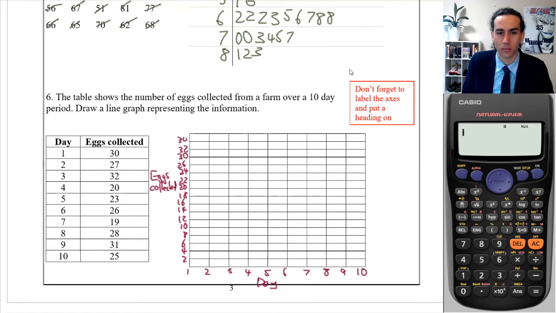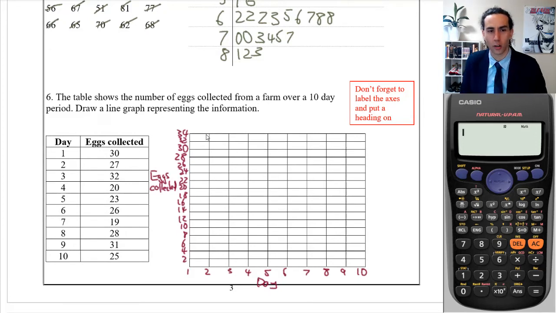30. It seems I miscounted. 2, 4, 6, 8, 10. 2, 4, 6, 8, 10. 2, 4, 6. Oh, no. This is what happens when you talk while you work. I did miss 28. And lucky I checked in advance how many lines there were so I could spot my mistake. All right. Plotting.